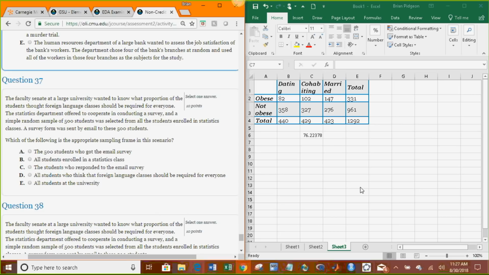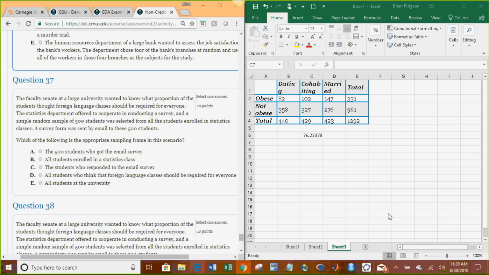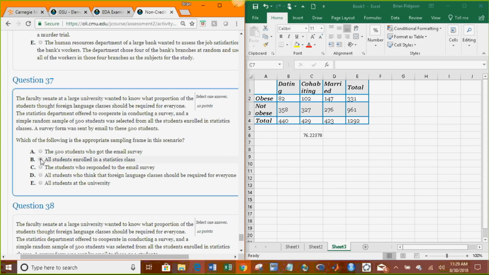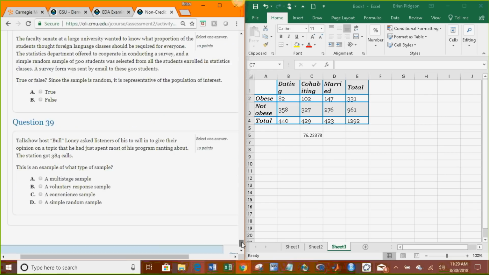So in order to do this, though, we need to figure out what is a sampling frame. So the sampling frame is the list of potential participants that you're going to ask. So because the statistics department selected a random sample of 500 students from students enrolled in statistics courses, our sampling frame is all students enrolled in statistics classes or courses. 2 questions left.